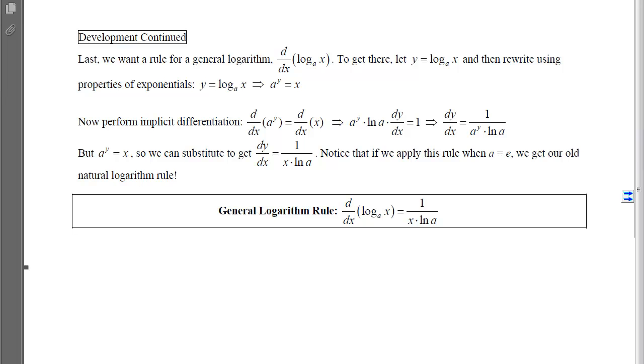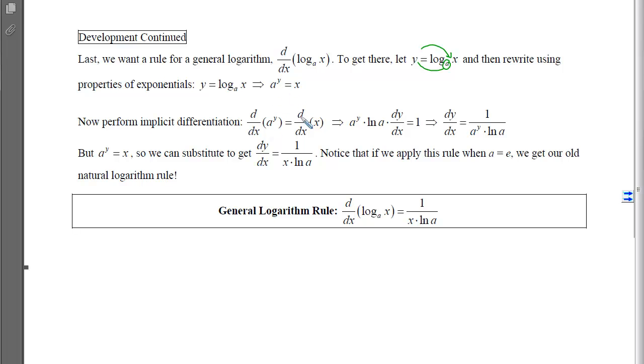The last rule we want to develop now is the derivative of a general logarithm. So notice that I have a base other than e on this. So to get there, again, we'll let y equal the log base a of x, and then we'll rewrite using properties of exponentials. So remember from last year that you can start with the base and go around the circle. So we'd have a to the y equals x. That's equivalent to this for the same reason that adding is equivalent to subtracting. You can write the same information in an equivalent statement. So here I have this a to the y equals x.